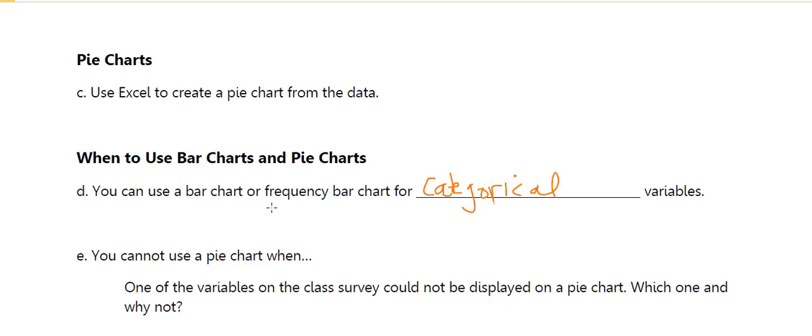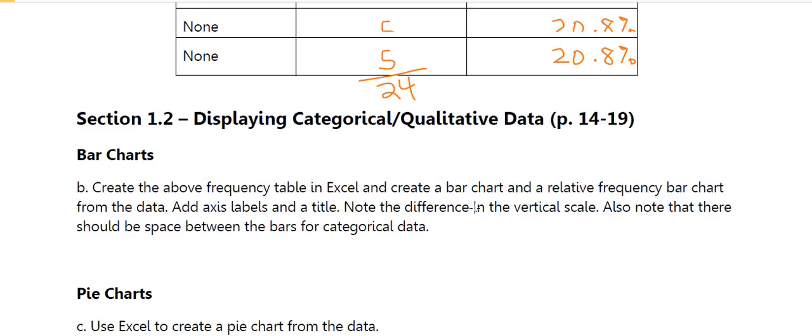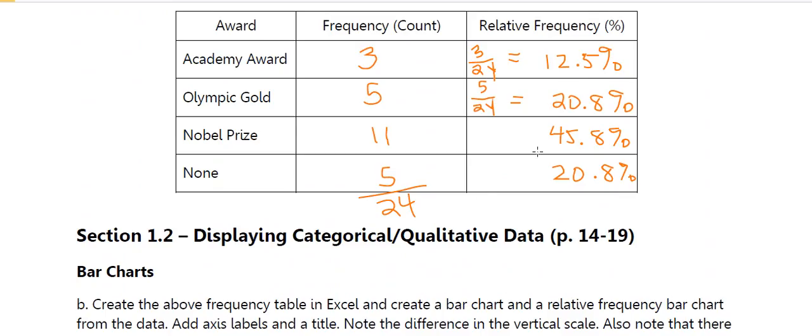Also, you can use a pie chart. For example, if I scroll back up, in a pie chart, these would be the percentages of the pie. So a pie chart would be a great way to display this data. Or a bar chart would have a chart of 3, 5, 11, and 5, or these percentages on the bar chart.